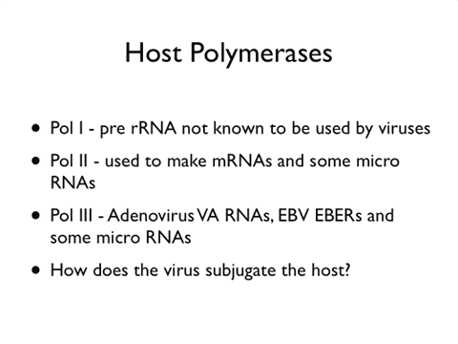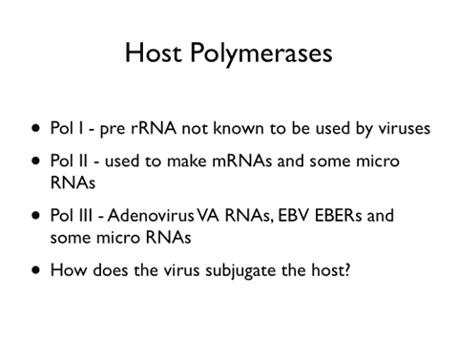There are three well-characterized host polymerases: Pol I, which is involved in pre-ribosomal RNA synthesis, and it's not known to be used by DNA viruses; polymerase II, which is used to make messenger RNAs and some microRNAs; and polymerase III, which is used to make VA-RNAs, Epstein-Barr virus small RNAs, and some other microRNAs.